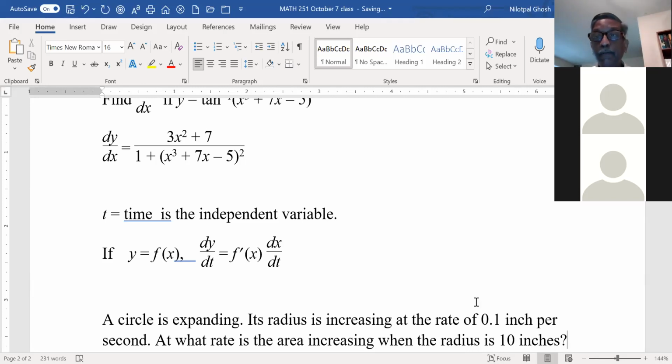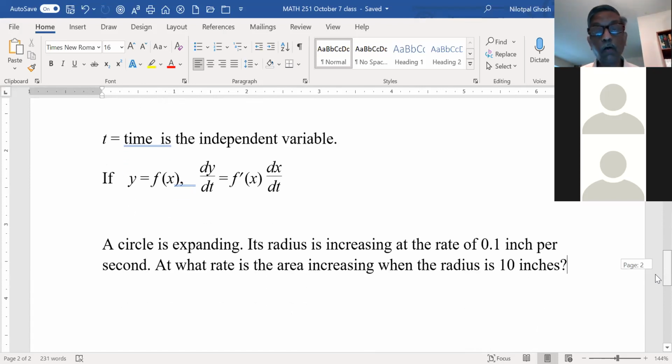Imagine that the circle is slowly increasing this way; it's a small circle, growing, becoming a larger and larger circle. Its radius is increasing at the rate of, say, 0.1 inch per second. It may be changing at a different rate, but at the instant when its radius is 10 inches, it was increasing at the rate of 0.1 inch per second. I'm not saying that it was increasing at a constant rate, and the area will not be increasing at a constant rate, as we will see.